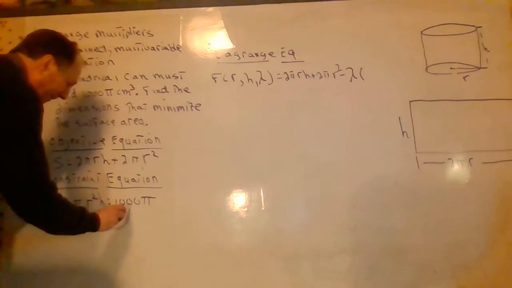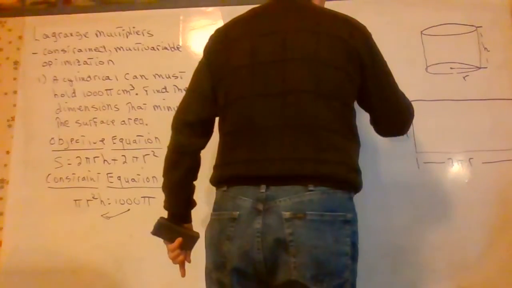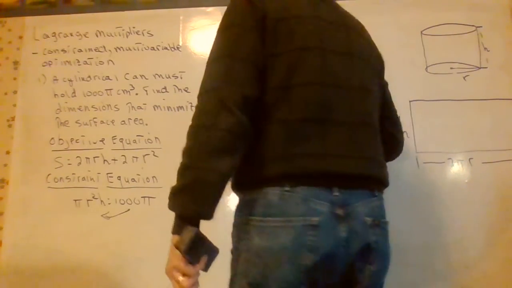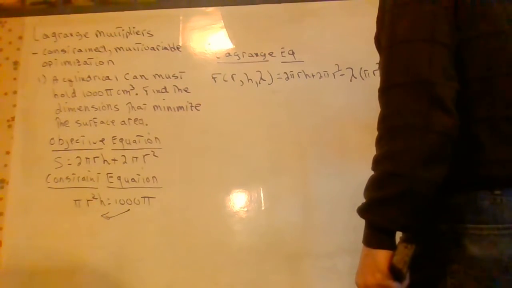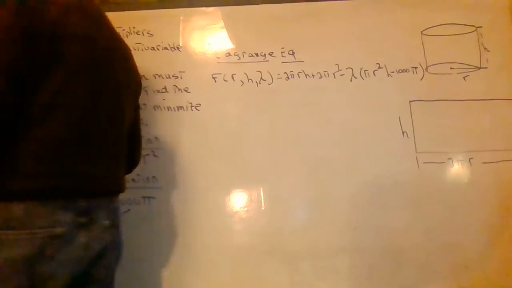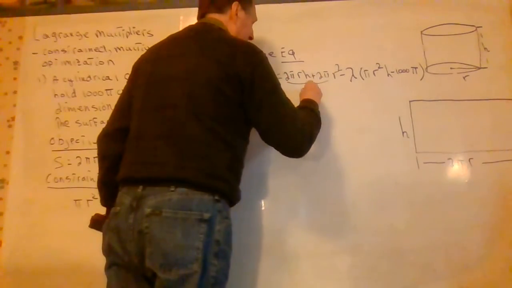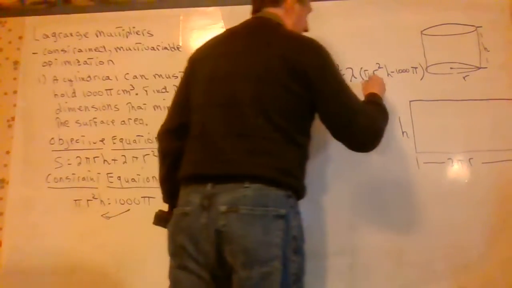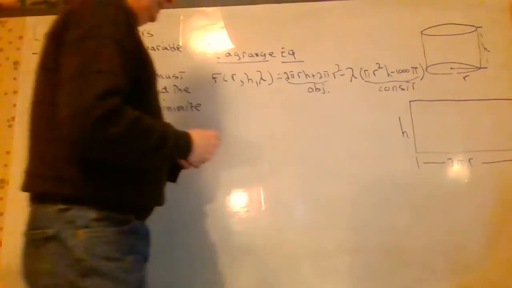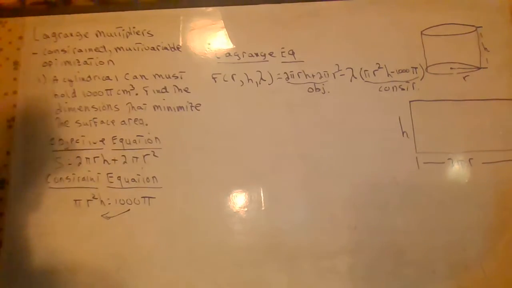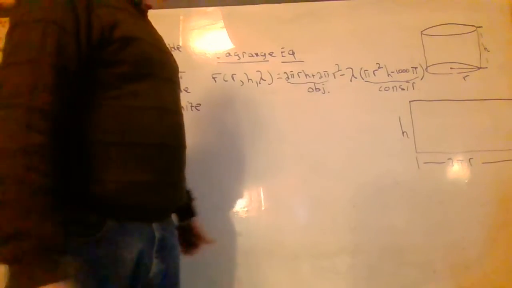And you have to move this to the other side, set it equal to 0, and it gives you pi r squared h minus 1,000 pi. That's what's called the Lagrange equation. We have the objective equation and the constraint equation. And this constant lambda, you can put plus lambda, it doesn't really matter, it just changes the sign of lambda.